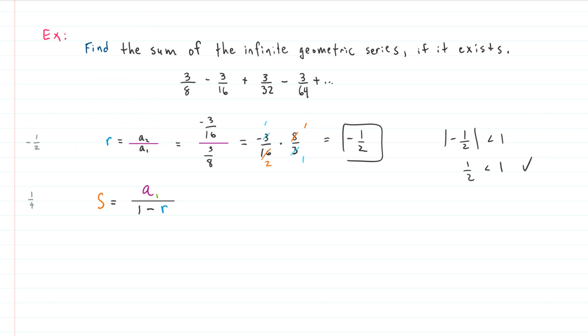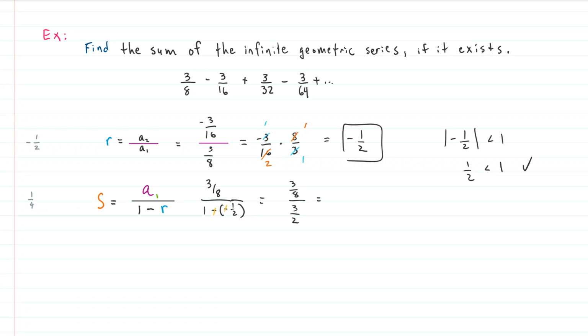So the first term in our sum is 3/8, so we have 3/8 in the top, and I don't like that 3/8. Let's put it up a little bit higher. And then we have 1 minus r, and we said r was -1/2. We do some simplification here. 1 minus negative 1/2, the minus and the minus become a plus. So we have 1 plus 1/2, which is 3/2. So we have 3/2 in the bottom, and we have 3/8 in the top.